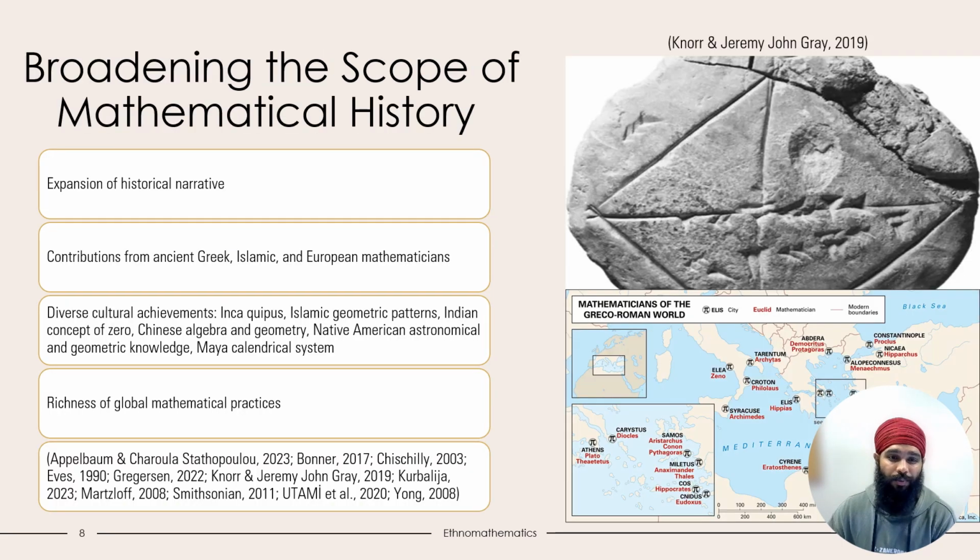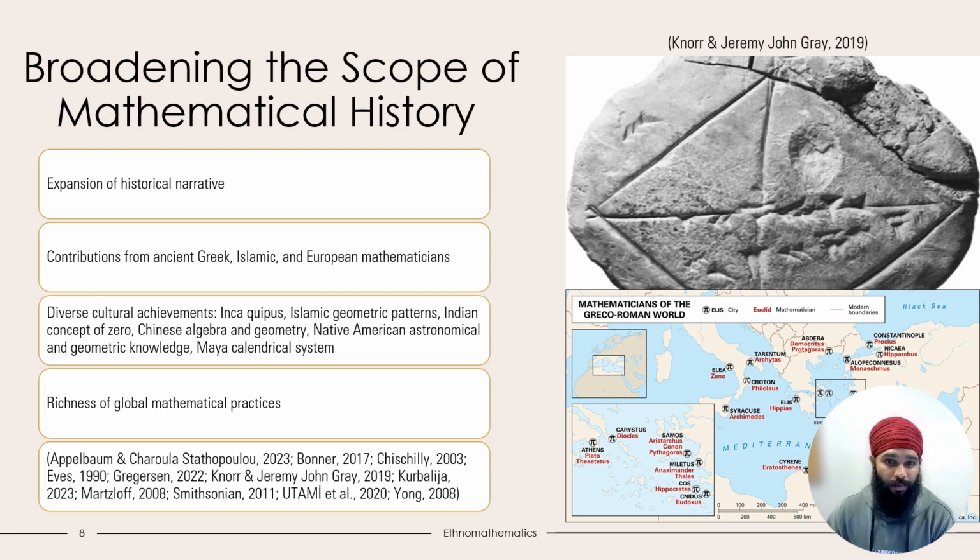One of the primary contributions of ethnomathematics is its expansion of the historical narrative of mathematics. Traditional histories of mathematics often focus on the contributions of ancient Greek, Islamic, and European mathematicians. Whilst these contributions are undeniably significant, they represent only a fraction of humanity's mathematical heritage. In its early stages, ethnomathematics focused primarily on documenting and analyzing the mathematical practices of indigenous and non-Western cultures. Researchers conducted ethnographic studies to understand how different societies used mathematical concepts in daily life.